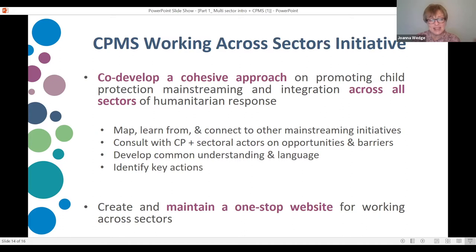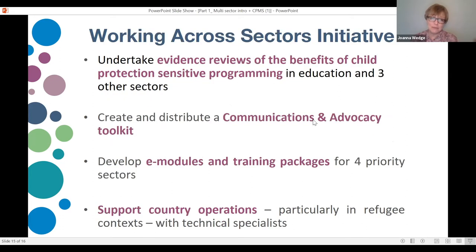Jessica, if you could take us to the next slide, you'll see that we are about to embark on a series of evidence reviews about the benefits of child protection sensitive programming. The first one is in education, so obviously we're working with colleagues in the other discussion group, but we also have the opportunity to look at three other sectors. And this is where we're hoping your voting and discussion will help us zero in on which sectors those should be.